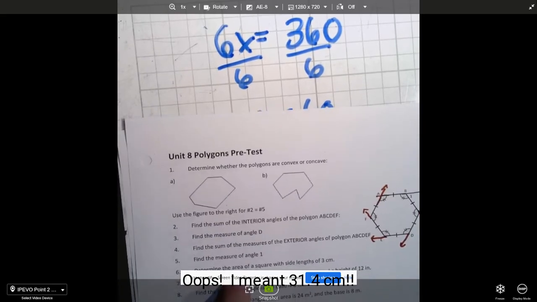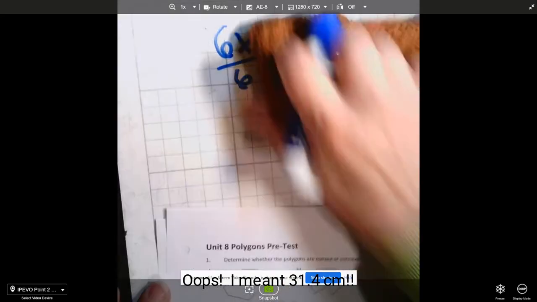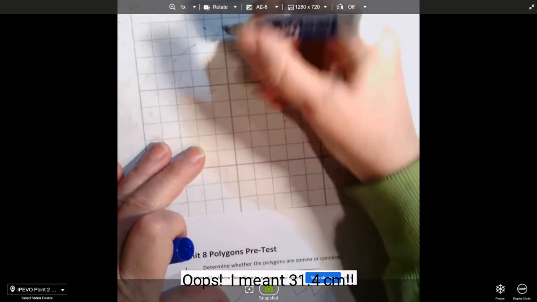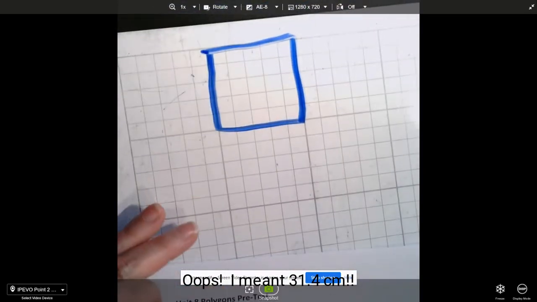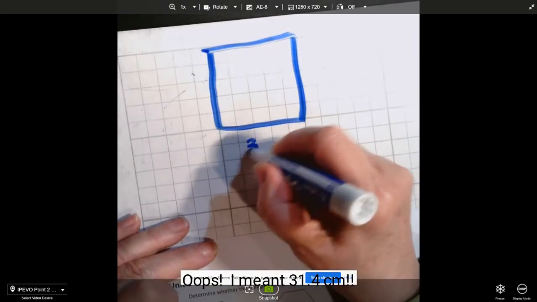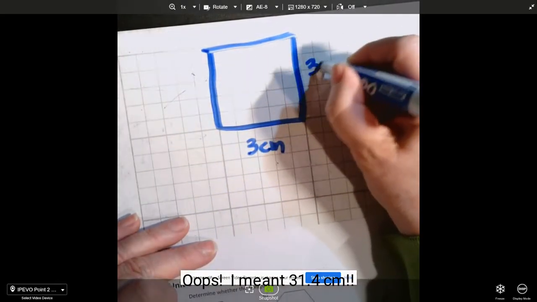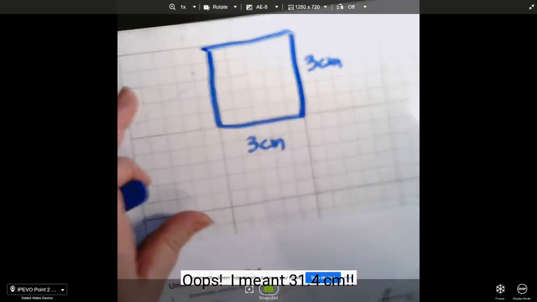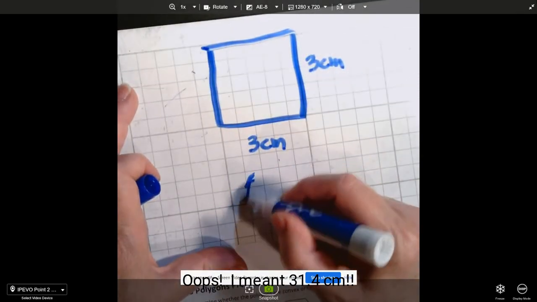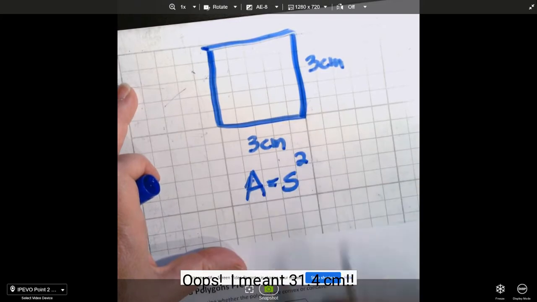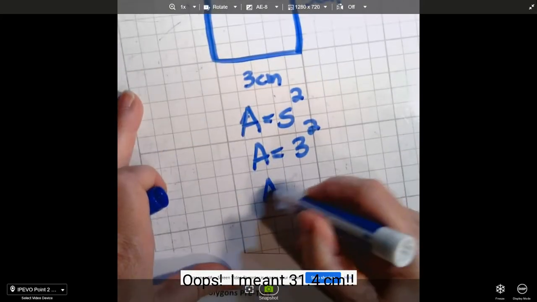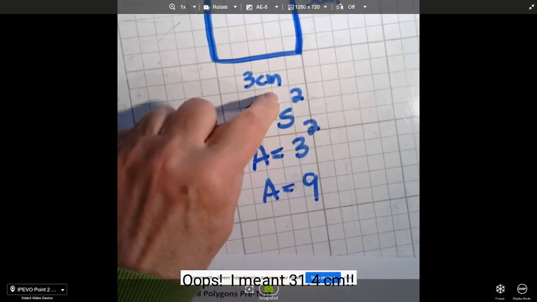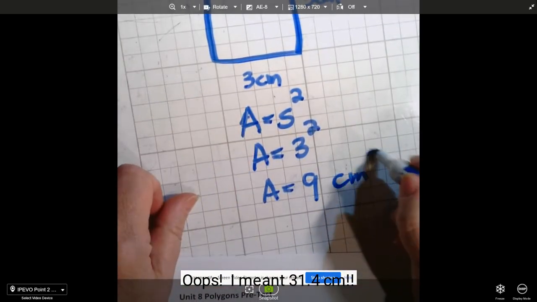And then it says, determine the area of a square with side lengths of 3 centimeters. So we have a square, which is a regular polygon. And the side is 3 centimeters. Well, because it's a square, all the sides will be 3 centimeters. And if you remember, your formula for area is the side squared. So the area is just going to be 3 squared. So the area is going to be 9. They gave me units, so it's going to be 9 centimeters squared.